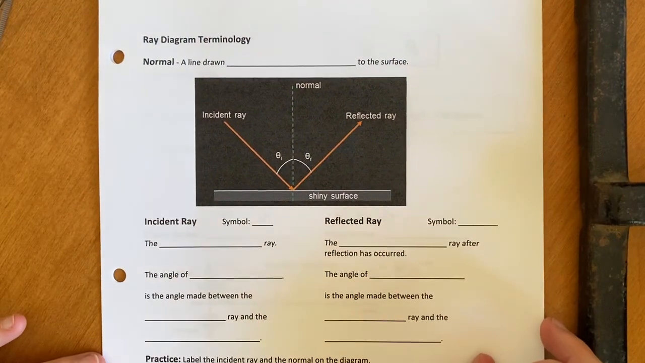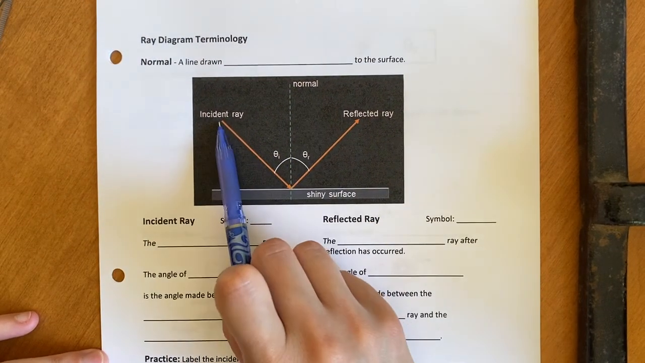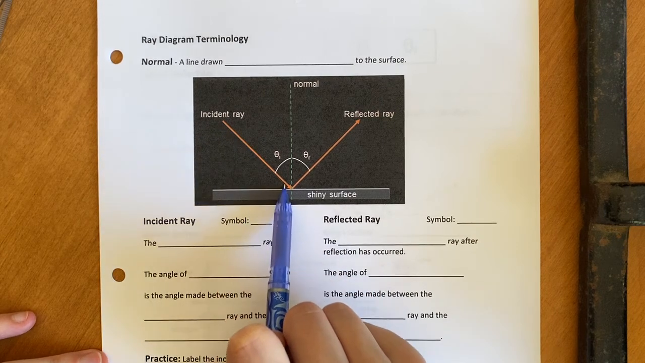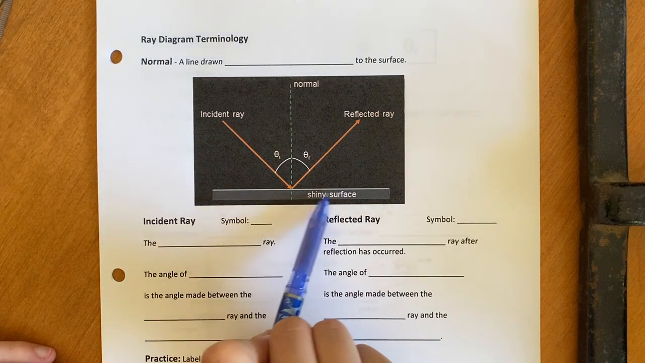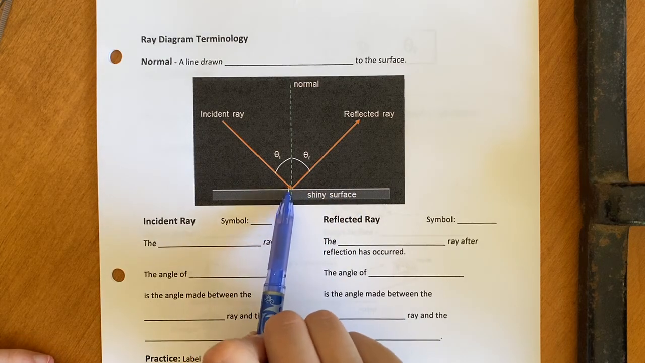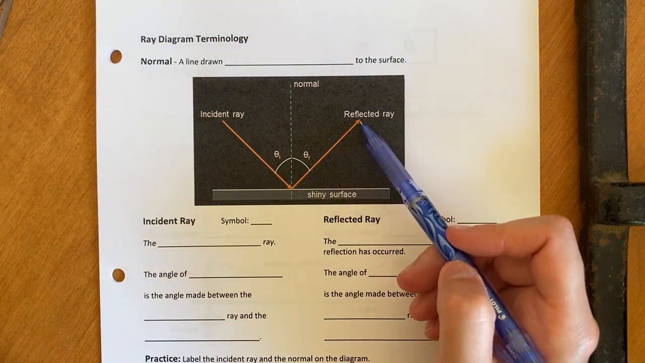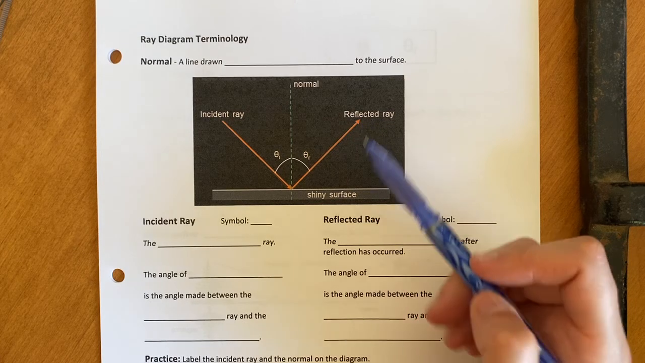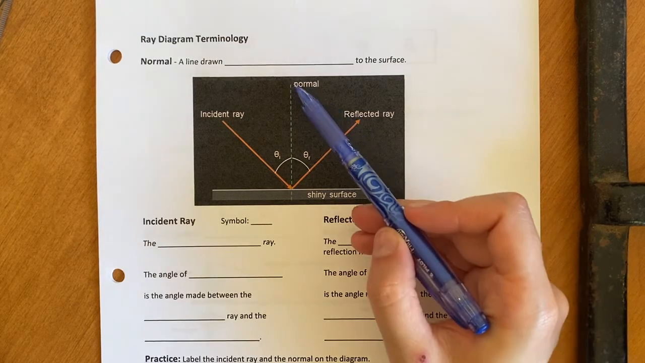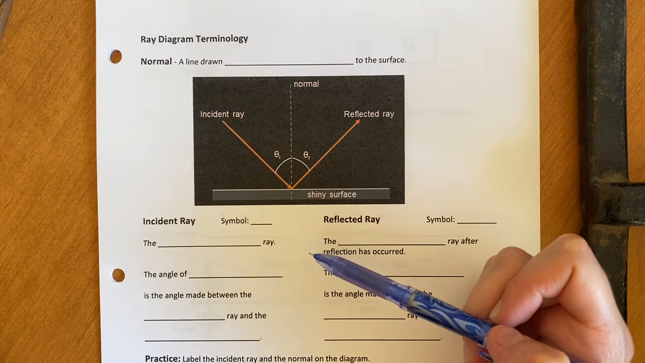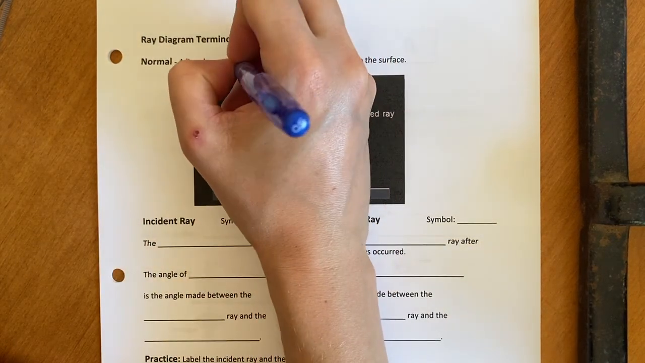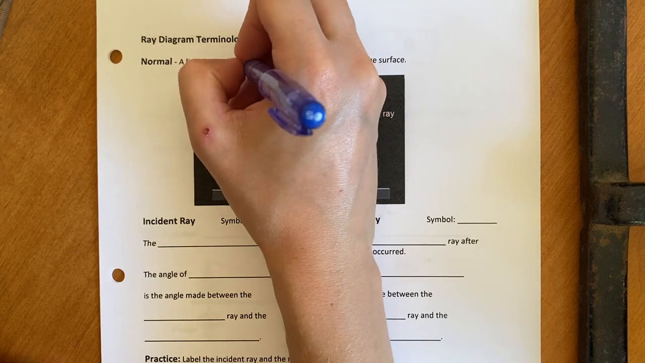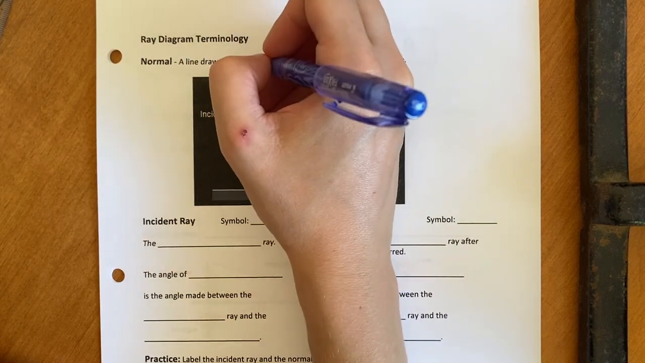So I keep going with our ray diagram terminology here. So here we have a ray in red with an arrow showing the direction and movement of light. It's going to hit a surface. So here we have a shiny surface, and it's going to bounce off when it's reflected by this shiny surface. Now there's a green dashed line down the center here called the normal. So the normal is a line drawn perpendicularly to the surface.